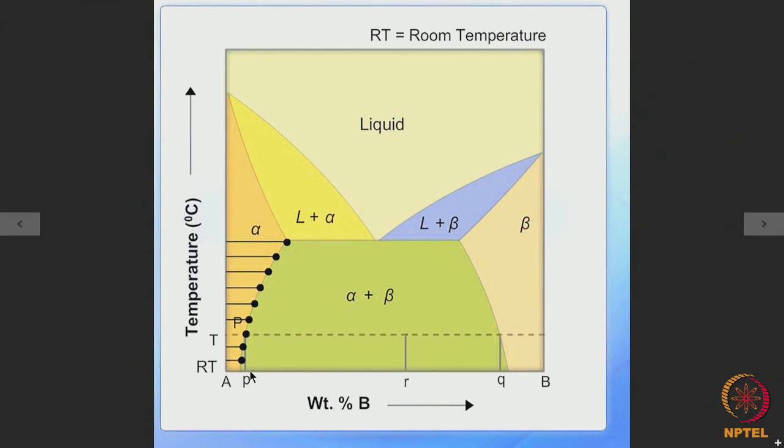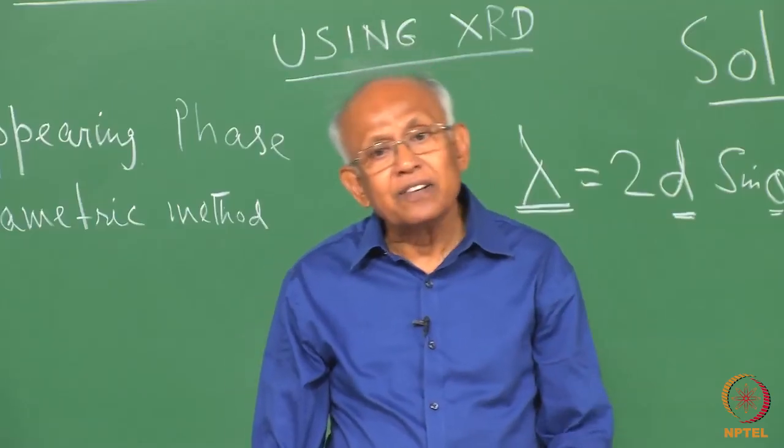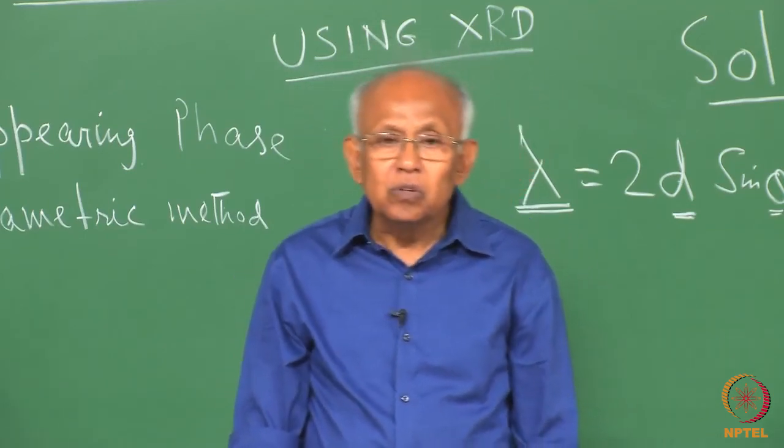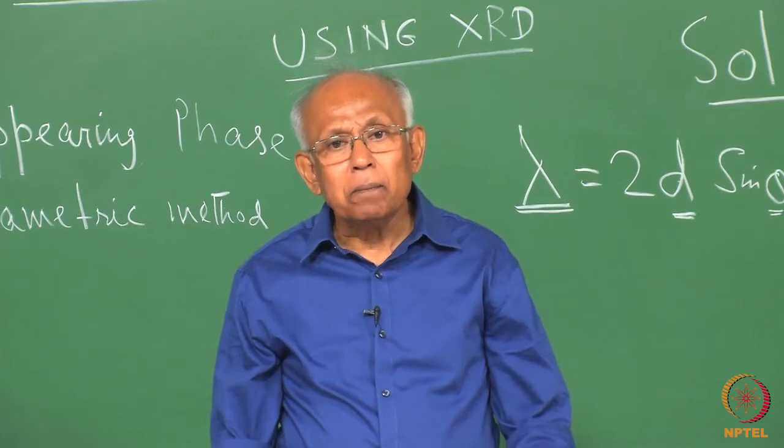A time will come when, say, if we come to this position and make an alloy of this particular composition, then the beta lines will be so weak that those lines will not be visible in the diffraction pattern at all. That means the beta lines will disappear from the pattern.